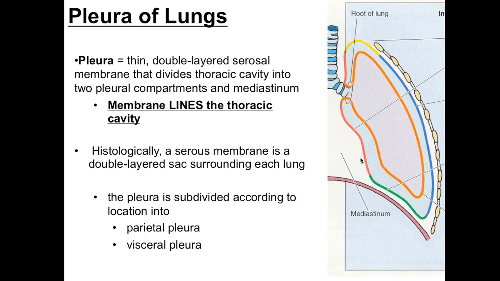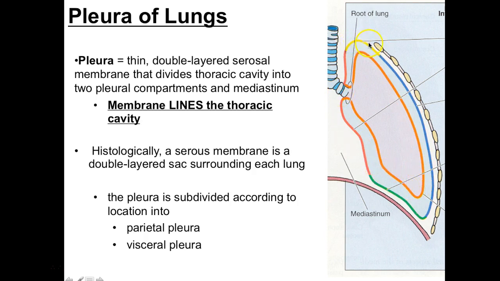Now let's talk about some serous membranes of the lungs. The serous membrane around our lungs is called pleura. This is going to help divide our thoracic cavity into two pleural compartments. Surrounding the lung itself here in the orange will be your visceral pleura. Viscera, remember, is referring to an organ, so it's right on the organ itself, on the lungs.